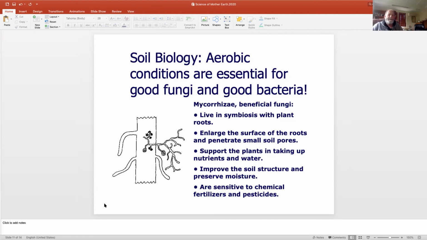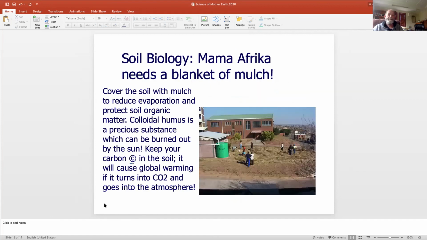And there's a symbiotic exchange: the mycorrhizae get from the plant some of the sugars and provide to the plant some of the nutrients that are extracted from the soil. They improve the soil structure and they preserve moisture, so they're very important, but they are very, very sensitive to chemical fertilizers and pesticides. So as soon as you start using poisons or chemical fertilizers, you will find you have no fungi, and again, you will lose these very valuable helpers that the organic farmer desperately needs.